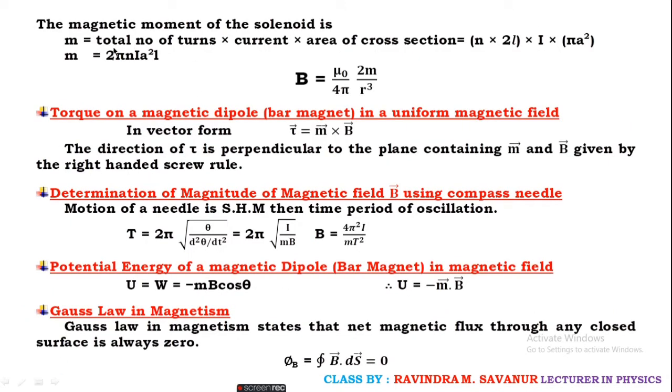Number of turns will be more. During that time, its expression will be, rearranging, you are going to get P equals mu naught upon 4 pi into 2m upon R cube. Similarly, the torque on a magnetic dipole is given by torque equals m cross B.